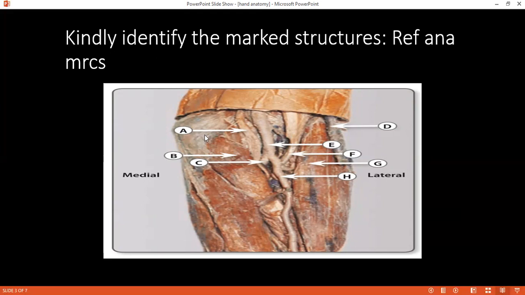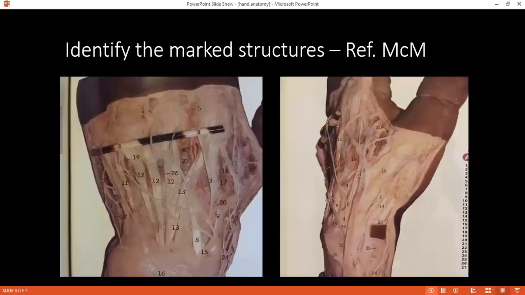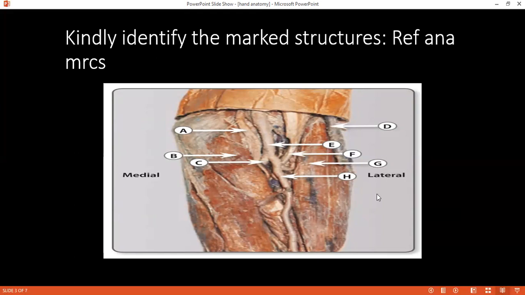Can you identify which side would that be? If this is medial and this is lateral, so what is this A? This is the median nerve. Okay. If you can identify B, which muscle could that be? It is the brachioradialis. C, please. C is the radial artery.